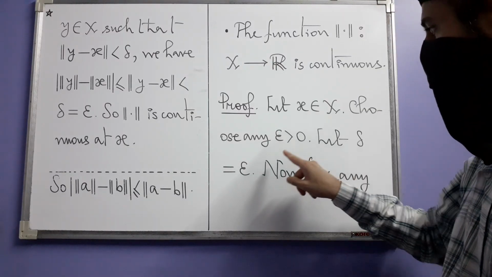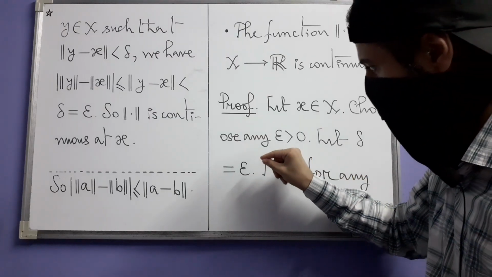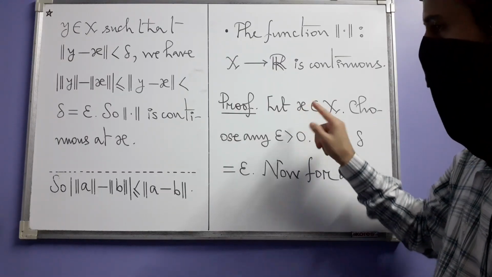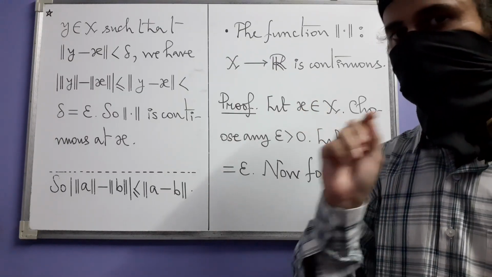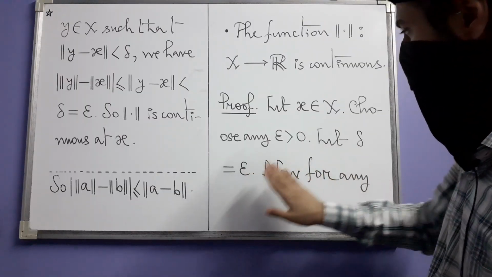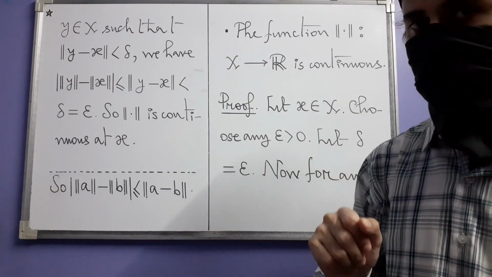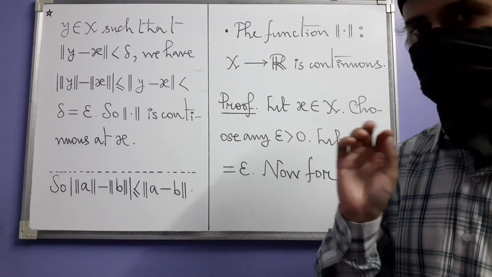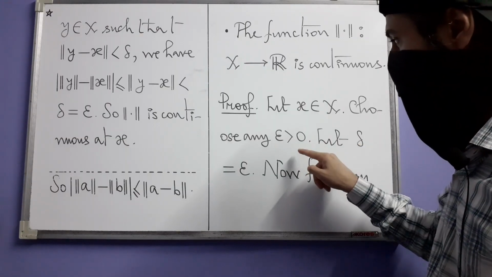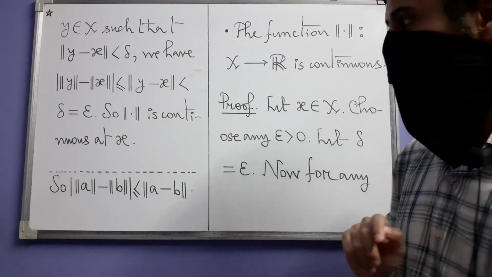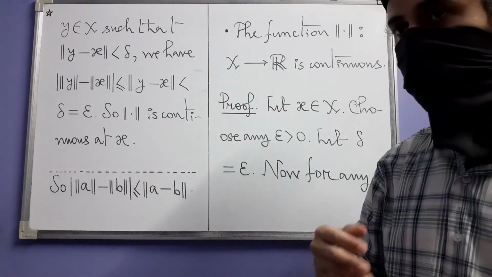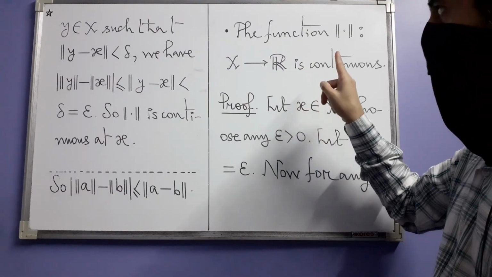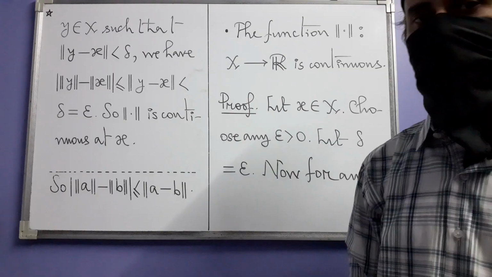Note carefully that the choice of this delta depends only on epsilon and not on the point x. Had you chosen some other vector, for that vector also, we can choose this delta for this given epsilon. So the choice of delta, which in general depends both on epsilon and the point at which you want continuity, in this case is independent of the point. So that is why this continuity is uniform continuity. This function is not just continuous, but it is uniformly continuous throughout X.